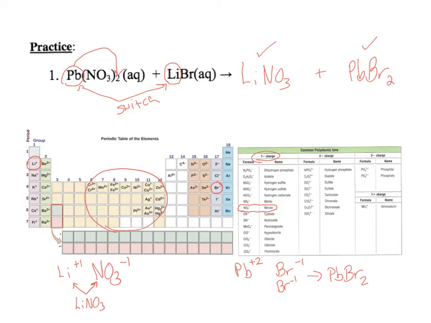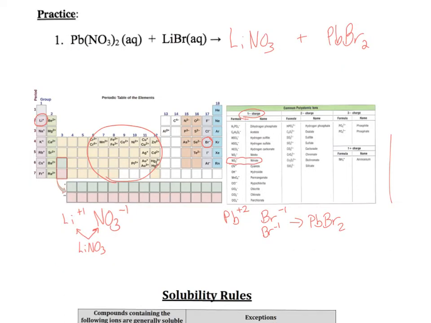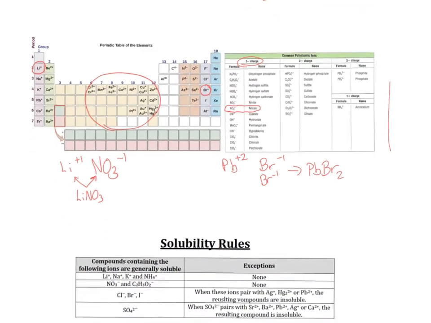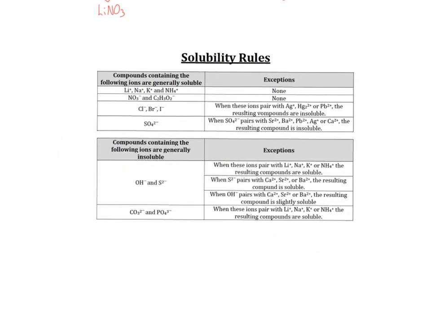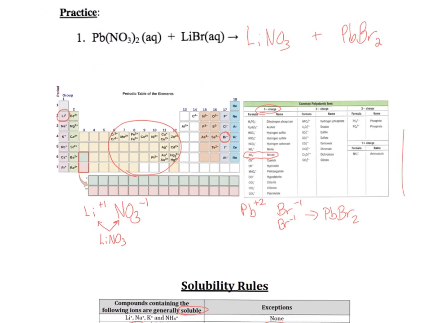Great, now you have predicted the products. The next thing that we need to do is figure out which one is aqueous and which one is a solid. So now, LiNO3, is it soluble or insoluble? Let's look at our solubility rules here. Anything with NO3 is going to be soluble. There are no exceptions. So LiNO3 is soluble. So what I need to do is go to LiNO3 and put here aqueous.